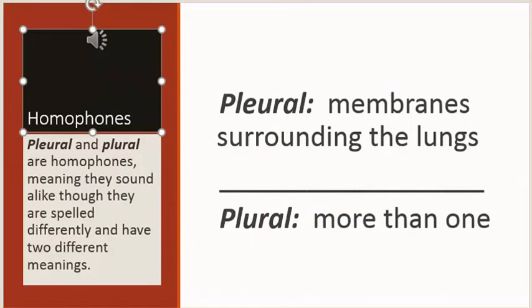Homophones. Pleural and plural are homophones, meaning they sound alike though they are spelled differently and have two different meanings. Pleural, P-L-E-U-R-A-L, membranes surrounding the lungs. Plural, P-L-U-R-A-L, means more than one.